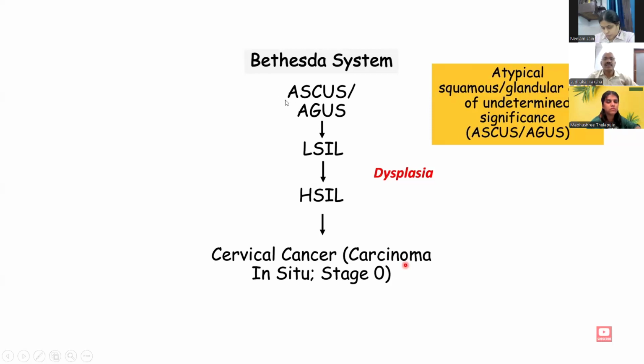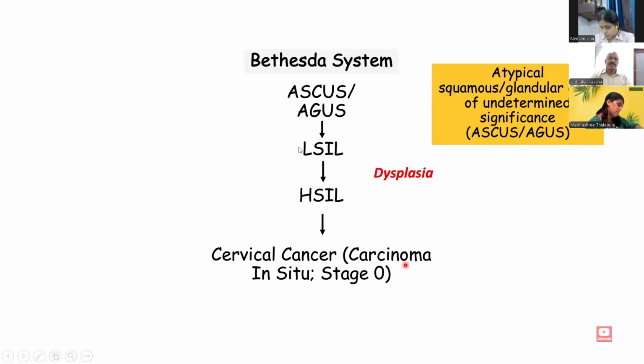But sometimes we give the report as ASCUS. ASCUS means atypical squamous cells of uncertain significance. We are seeing some atypical cells, but very few. So we cannot say confidently whether this is going to turn out to be a cancer or not. Then we give a diagnosis which is not straightforward. It is in via media. That is called ASCUS.